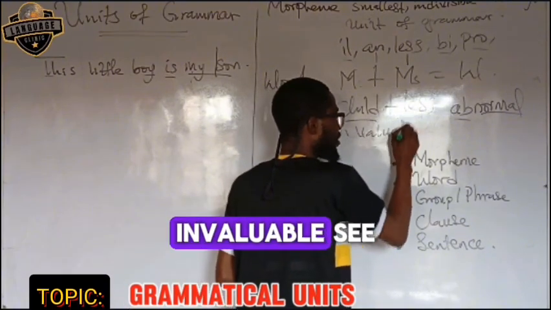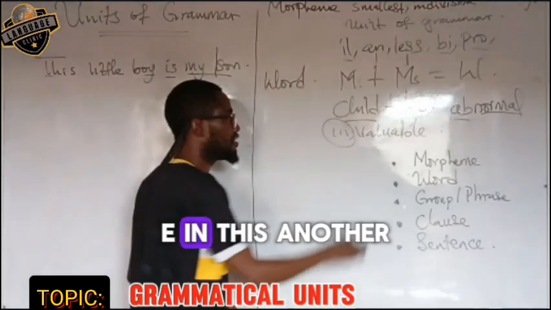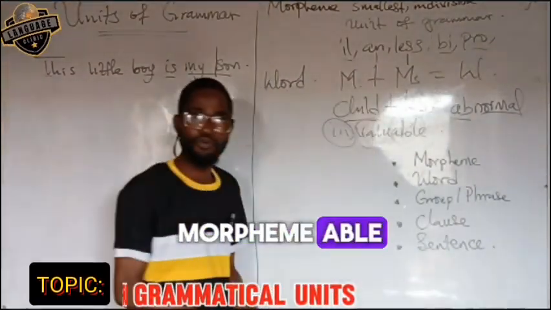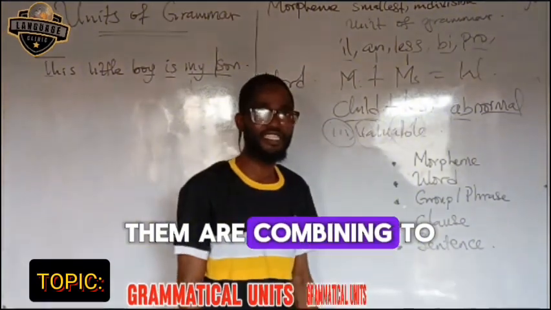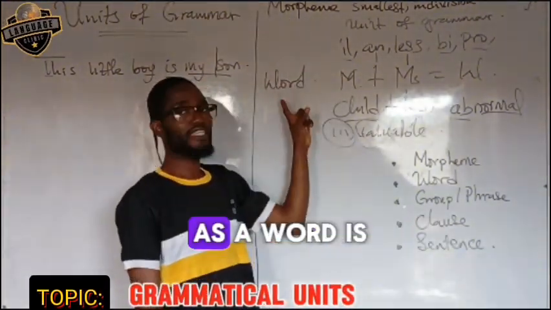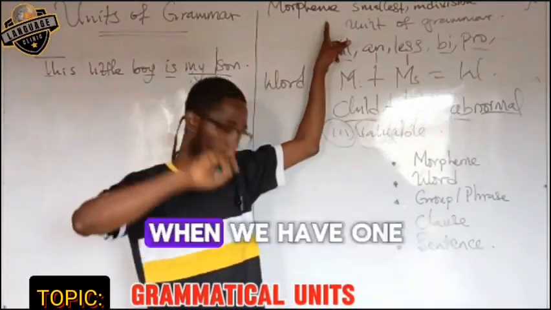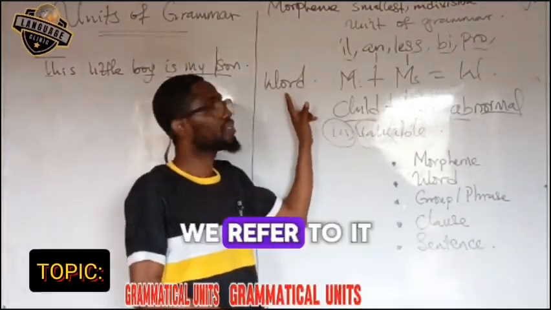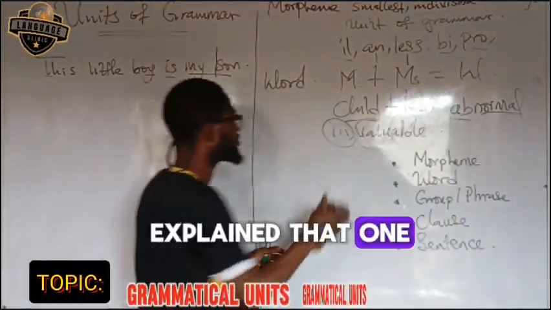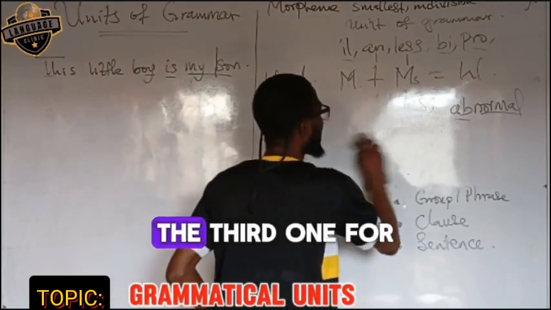Invaluable. See, let's see what we have here. This is one morpheme, in. This is another morpheme, value. And this is another morpheme, able. So the three of them are combining to give us a word. Meaning, what we refer to as a word is one or more morphemes. When we have one or more morphemes, we refer to it as what now? As word.